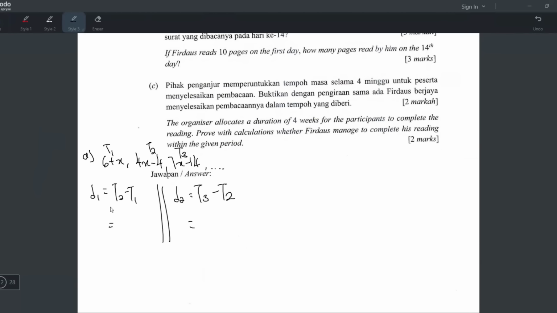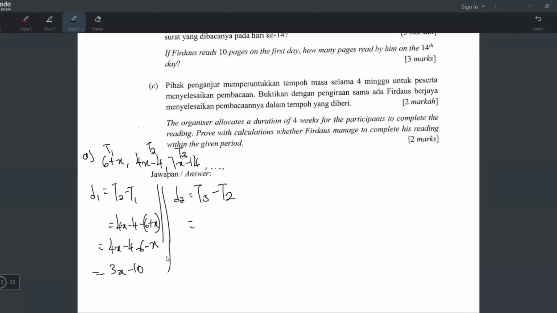So let's take T2 minus T1. T2 is 4x minus 4, minus T1, 6 plus x. But when you minus with 2 terms, you have to be careful because we have to open the bracket, especially when it's minus. Because when you minus 2 terms, both terms have to change sign. So it becomes 4x minus 4, minus 6 minus x. So it becomes 4x minus x, 3x minus 10.